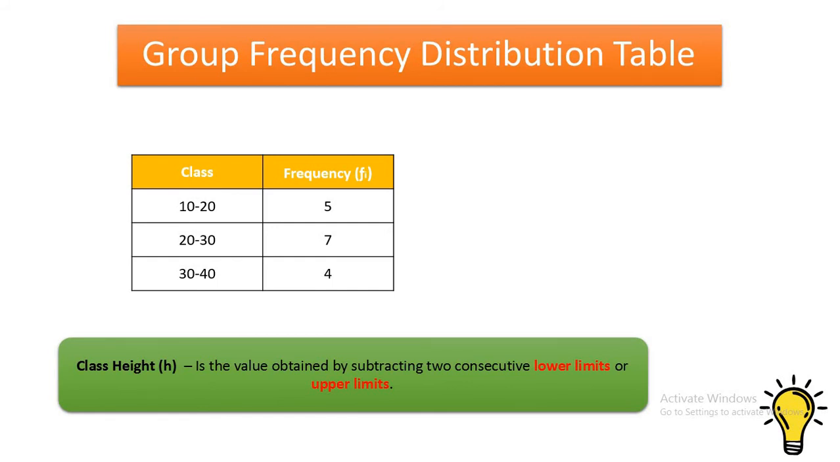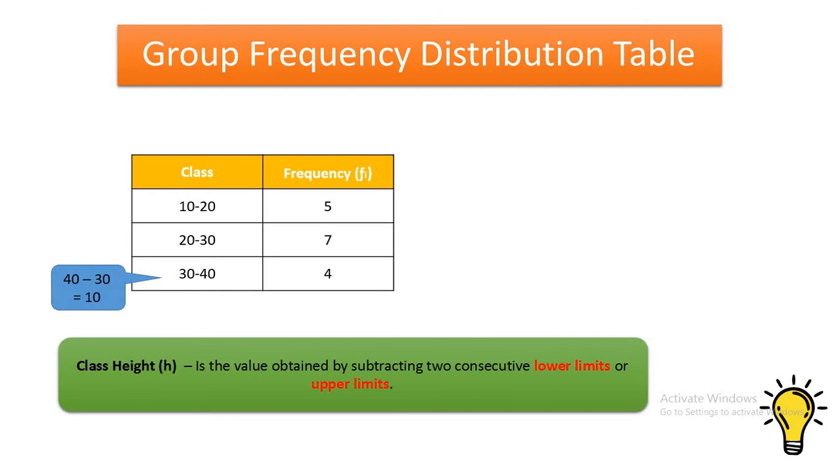Let's take an example class. Let's go to the first example of class given to us. There is a range of 10 to 20 and the next class is from 20 to 30. Let's take two consecutive lower limits. So 20 minus 10 gives me the class height of 10. Let's do it for the next one also. 30 minus 20 gives you the class height of 10, and 40 minus 30 also gives you the class height of 10. So what do we observe over here? Class height is always the same, or we can say equal, in the examples or questions given.